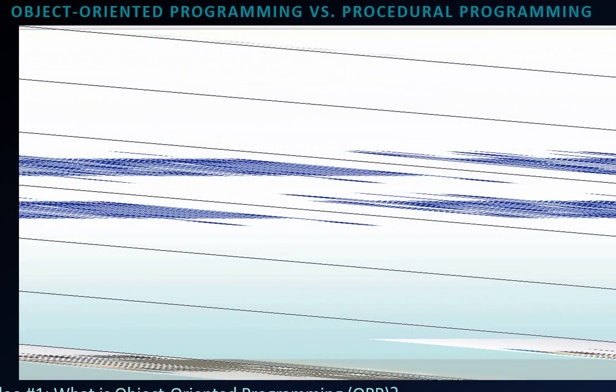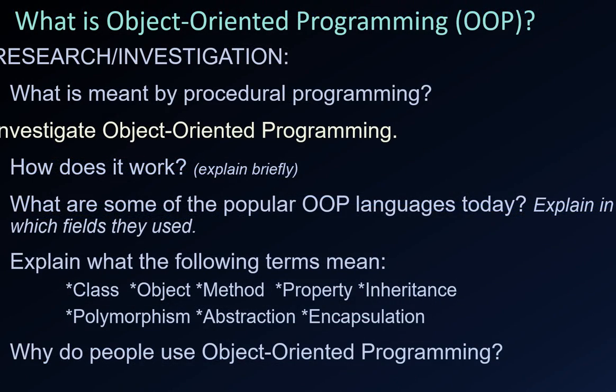Now, the first video explains to you what OOP, object-oriented programming, is versus procedural programming. It explains the difference and which language belongs to which. You can look at this in your own time. The research you're going to do is to explain what is meant by procedural programming. So just briefly explain that. Three or four sentences would be enough. Then I want you to investigate object-oriented programming. So how does it work? Just explain that briefly.